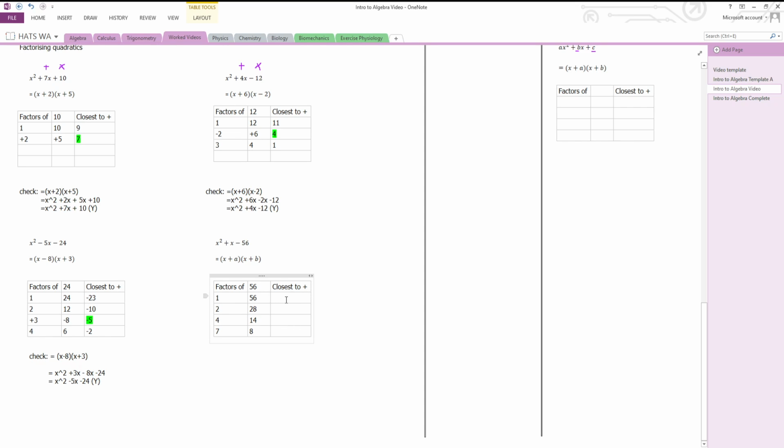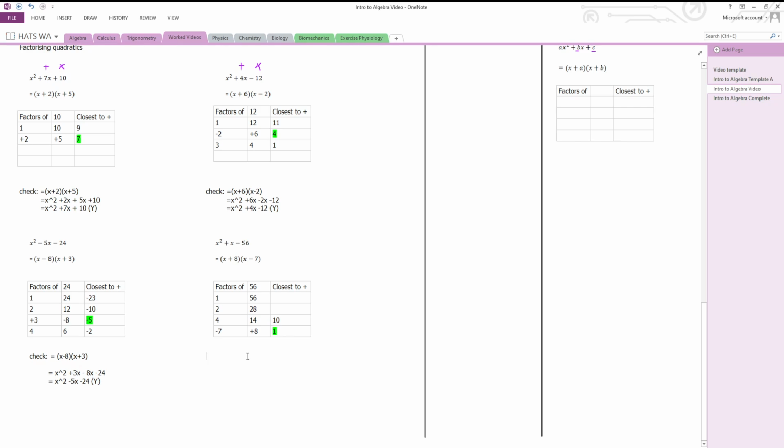So 1 and 56, we're not going to get anywhere near 1. 2 and 28, we're not going to get anywhere near 1. 4 and 14, we'd get to 10. 7 and 8, we'd get to 1. So that's the one we're looking for. So we could get to 1 with 7 and 8. And so how are we going to get there? Well, we need to add 8 and subtract 7 to get to 1. And that should get us to 1.